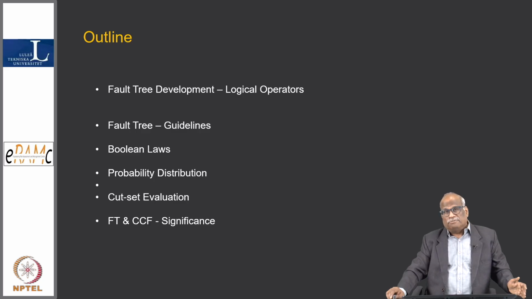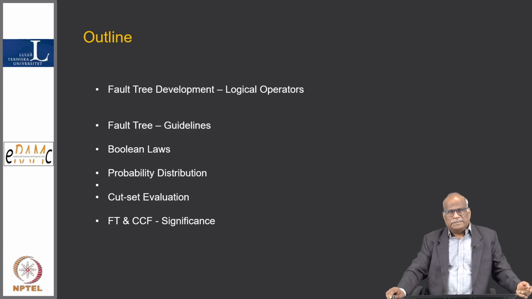results. But when the system becomes very complex, computerized models are to be used, and most of the computer models have this facility for Boolean processing of events, so that we can come to the reduced fault tree or reduced event tree. Events are not repeating in various branches of the fault tree in a simple way actually. Probability distribution, which is very important, cut set evaluation, you know cut set.